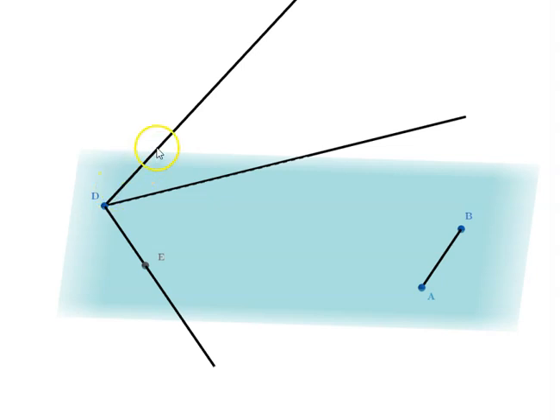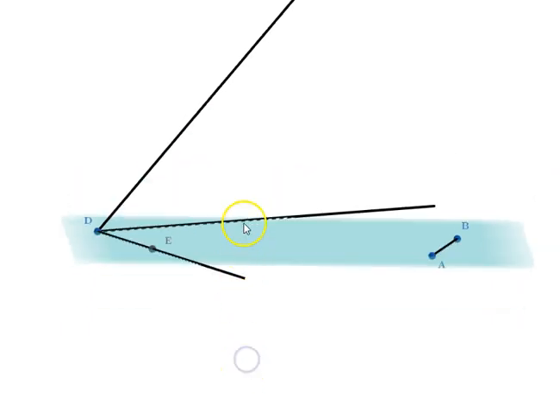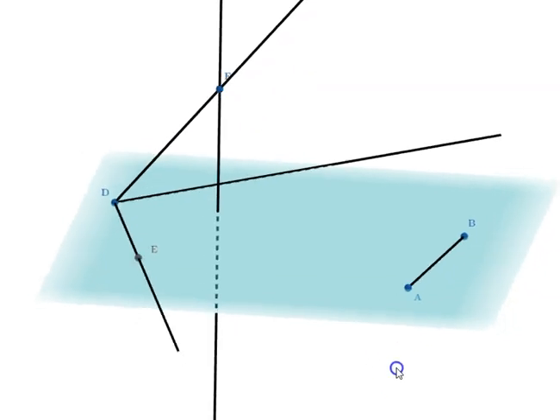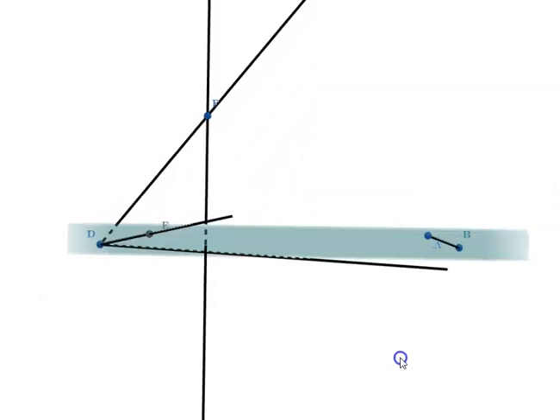Now we take a random point on this elevated leg of this solid angle. Now here these two lines are on this plane. Let's call this the plane of reference. And this is elevated. On this elevated line, we take a random point, F. And from F, we drop a perpendicular to this plane of reference. If I rotate it, you will see that it is perpendicular to the plane.